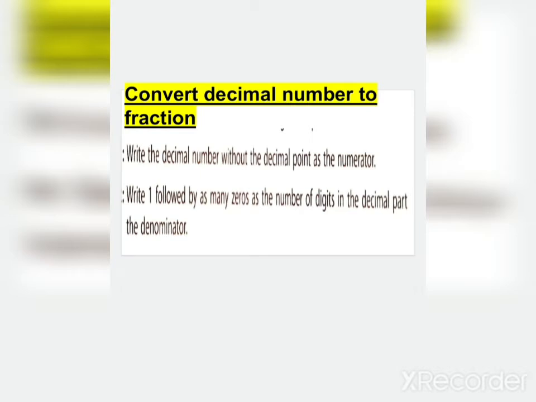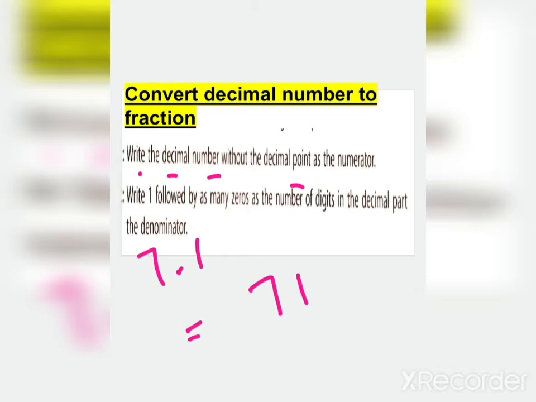Now after this, it is converting decimal numbers to fractions. Before this, we were doing fraction to decimal number. Now it is decimal numbers to fraction. For this, write the decimal number without the decimal point as the numerator. If it is 7.1, write this number as 71. Don't write the decimal.